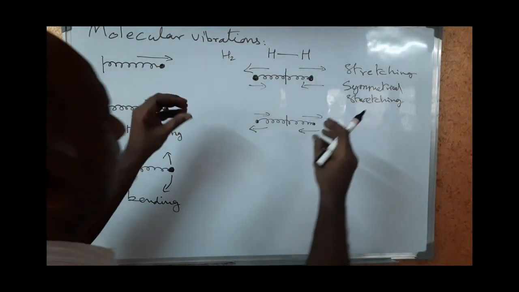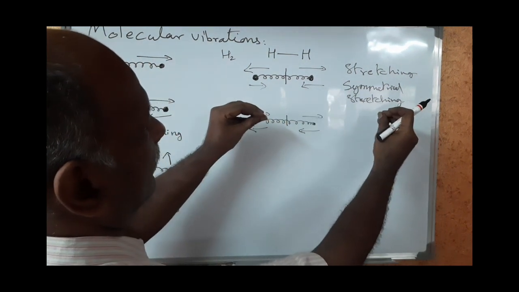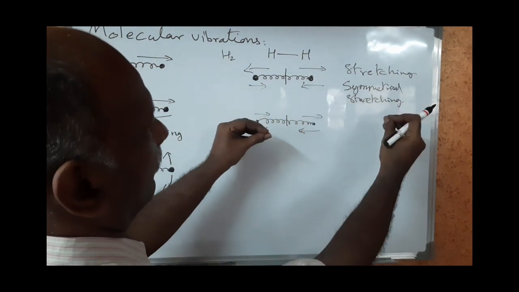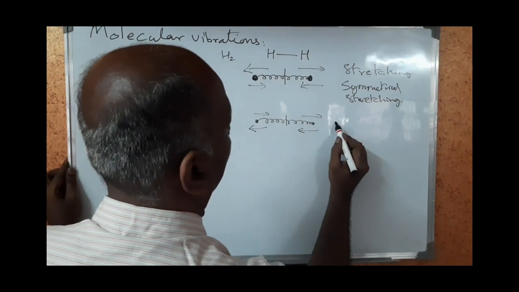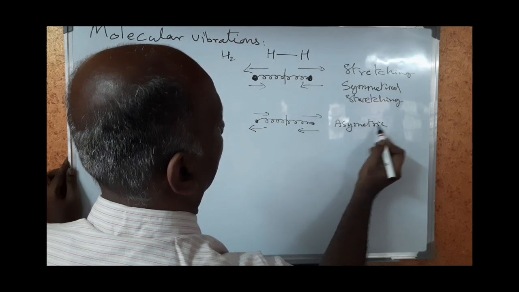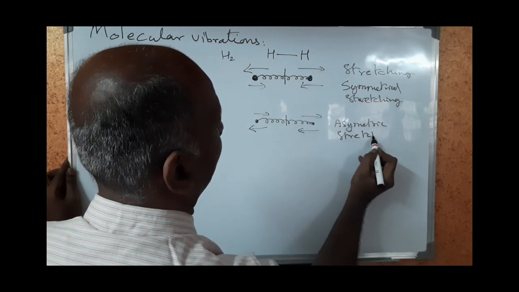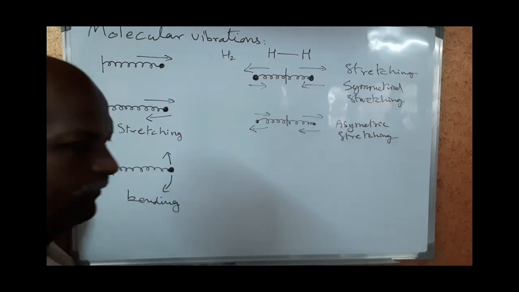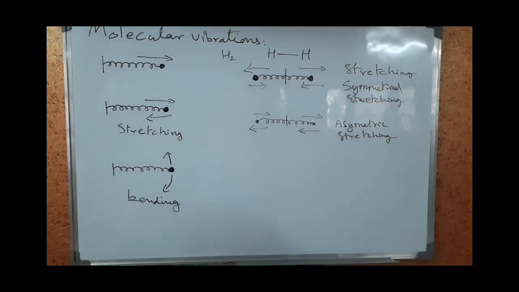See? One is going in, another one is going out. Coming in, going out. So this is your asymmetric stretching or anti-symmetric stretching vibration. So it is very clear that a simple molecule like hydrogen can show two types of vibration, stretching, and stretching is of two types, symmetrical stretching and asymmetric stretching.